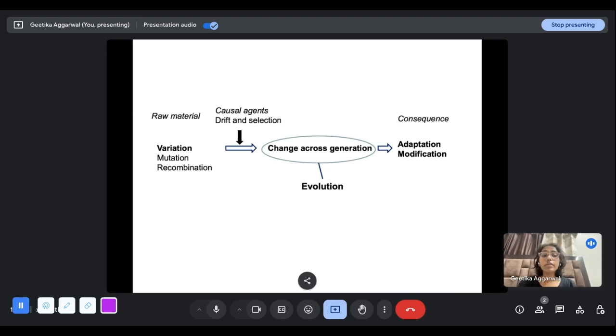And if you look at this flow chart and we're talking about evolution, as we discussed last week, there are certain raw materials, like variation, which is important. There should be a variation in traits.